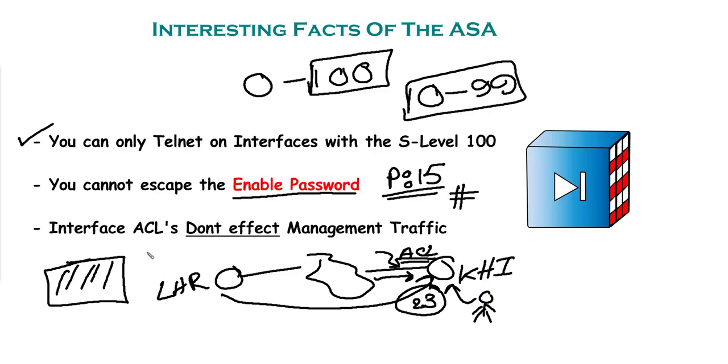But in firewalls, that doesn't happen because the interface ACLs don't affect the management traffic. Management traffic would be port 22, 23, port 80, and even ICMP is in that box now. We will look into that in our upcoming lab too.